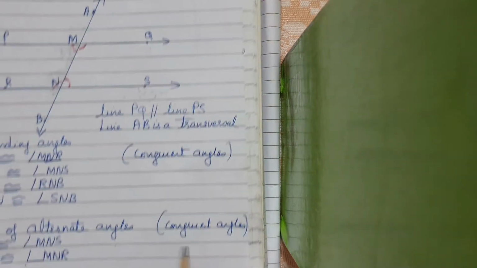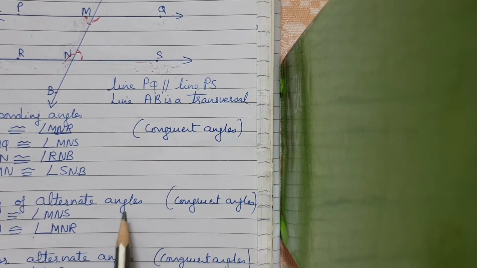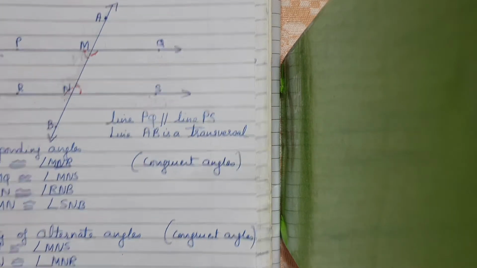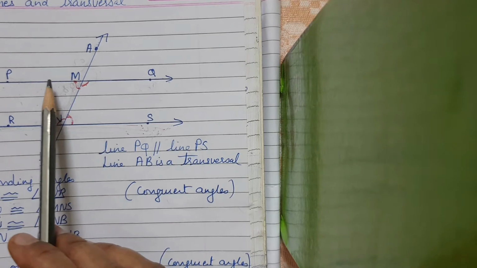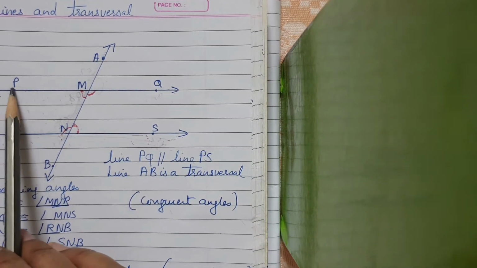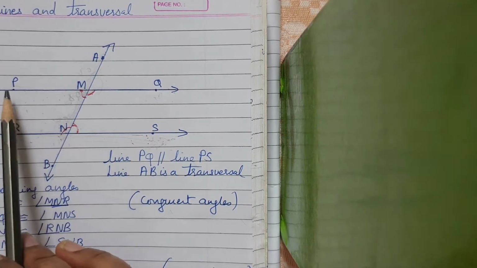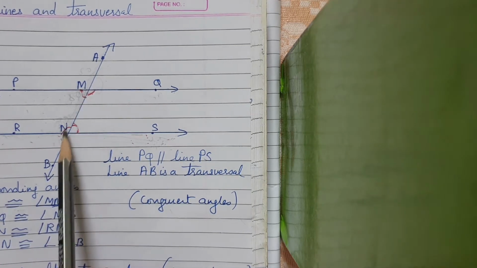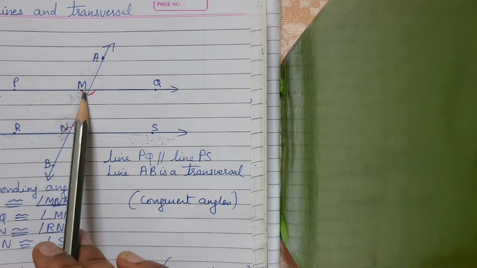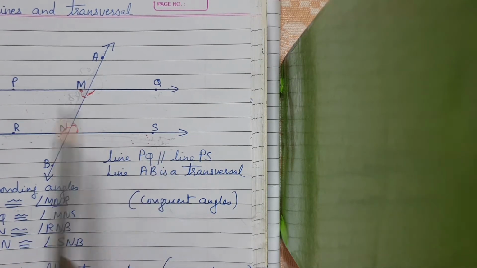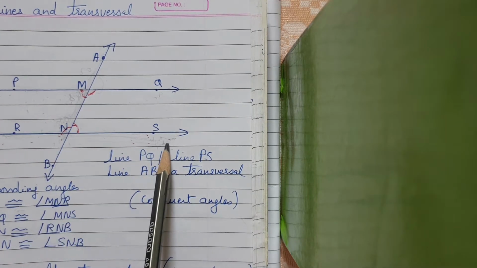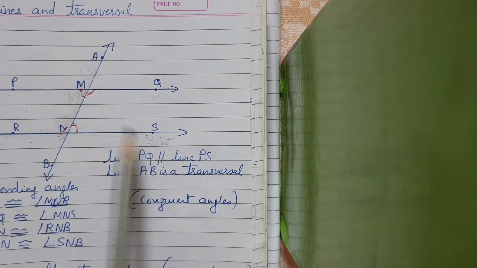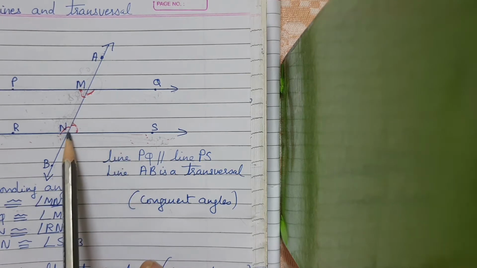Now let's take the property of alternate angles. First let us see what are alternate angles. Do you all remember what alternate angles are? Angles which form a Z like this. Which is forming a Z over here? Angle PMN and angle MNS. Can you see this going like this? Yes. So they are what? They are alternate angles. And alternate angles are also congruent angles. They are of the same size and same shape.